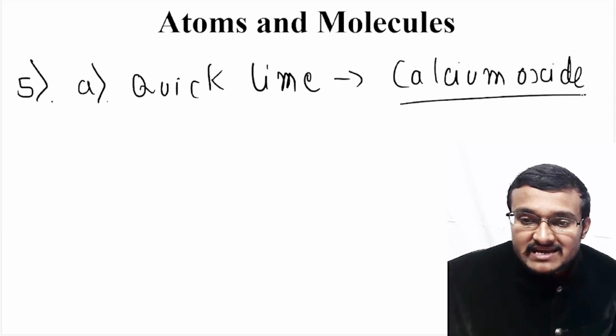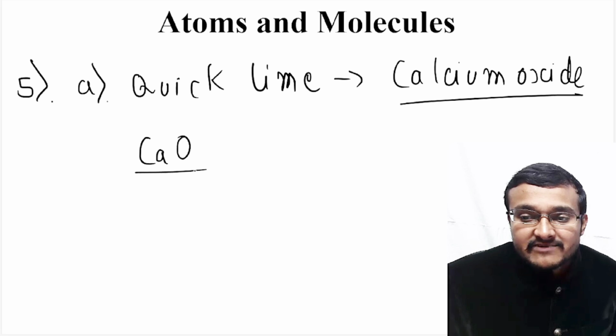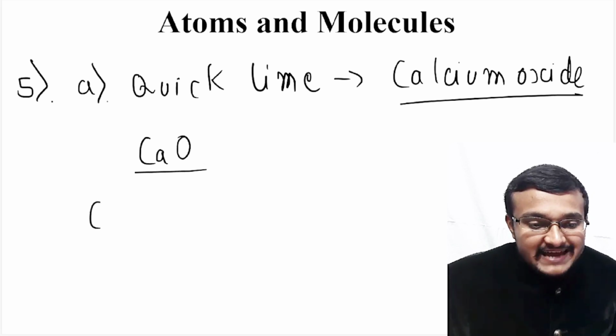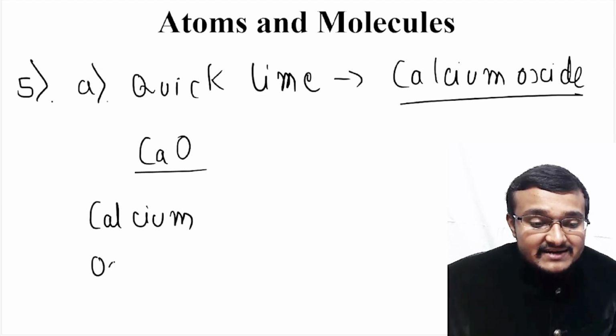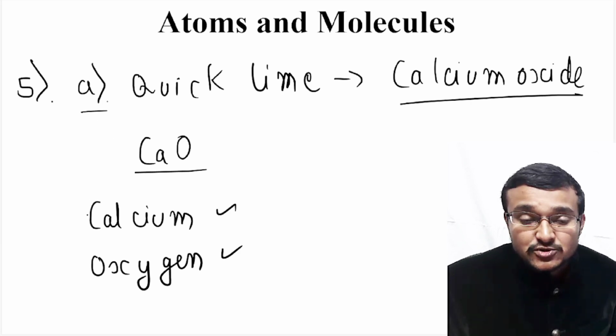So as the name represents, in this calcium oxide there will be calcium atom and oxygen atom. The chemical formula of calcium oxide is CaO. So in CaO you have calcium, which is one element, and oxygen is another element. So calcium and oxygen are the answers for this A question in the fifth question.